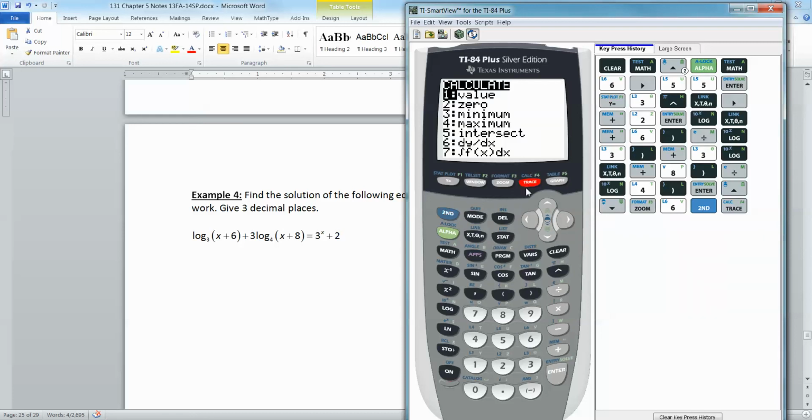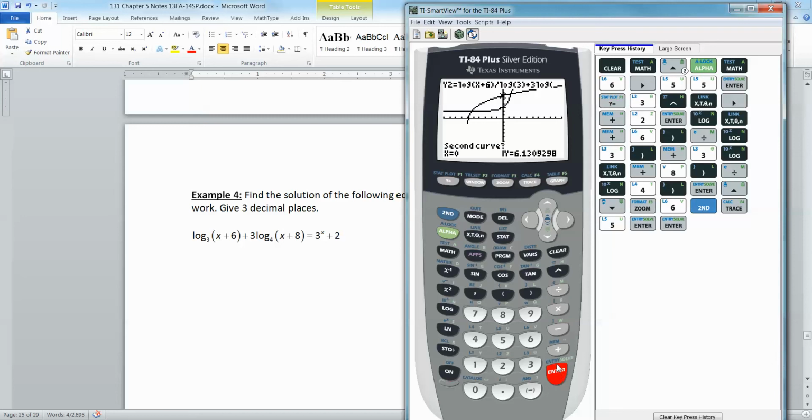Second, calc, pick intersection, which is number 5. Enter, that's your first curve. Enter, that's your second curve. And then the guess, you've got 2 of them. You've got one over here on the left and one over here on the right. You have to move your cursor with the left or right arrow to get closer to whichever one you want. So if I want this one on the left, I need the blinky cursor to get closer to the one on the left. Then I press enter. I press the left arrow 20 times there. See? All right, and there's that one intersection.